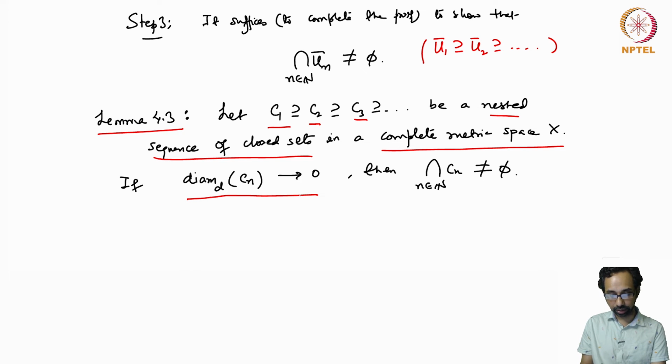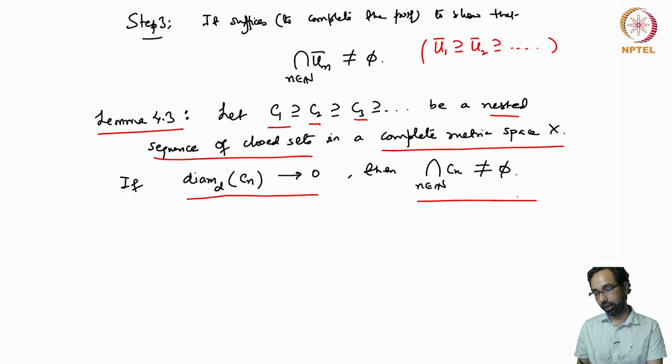Then the condition says that if the diameter of these closed sets Cn converges to 0, so this is now a sequence of positive real numbers, and we want that the diameter numbers converge to 0, then the intersection of all these Cn's is non-empty.